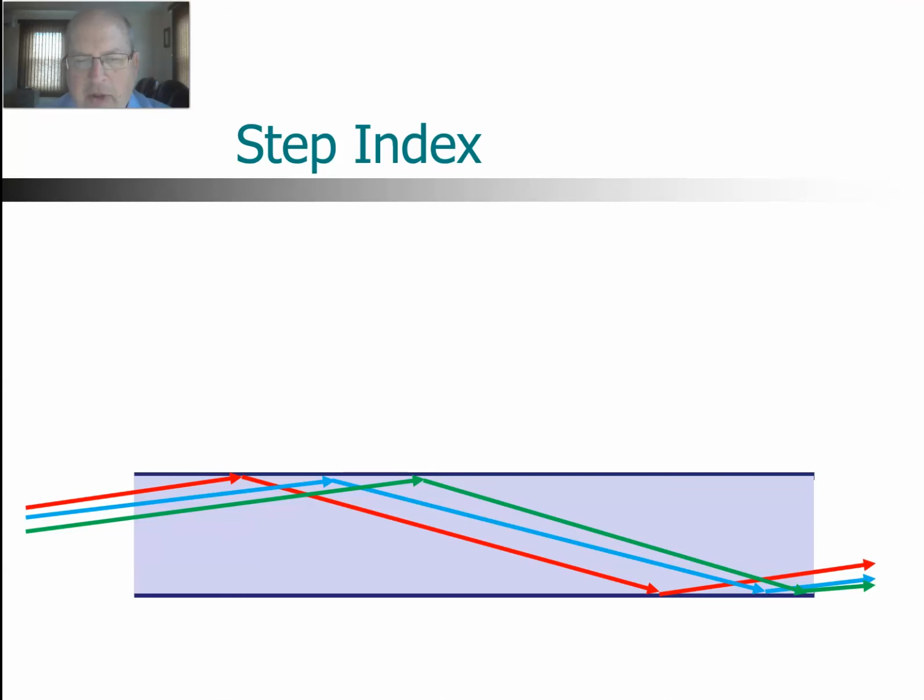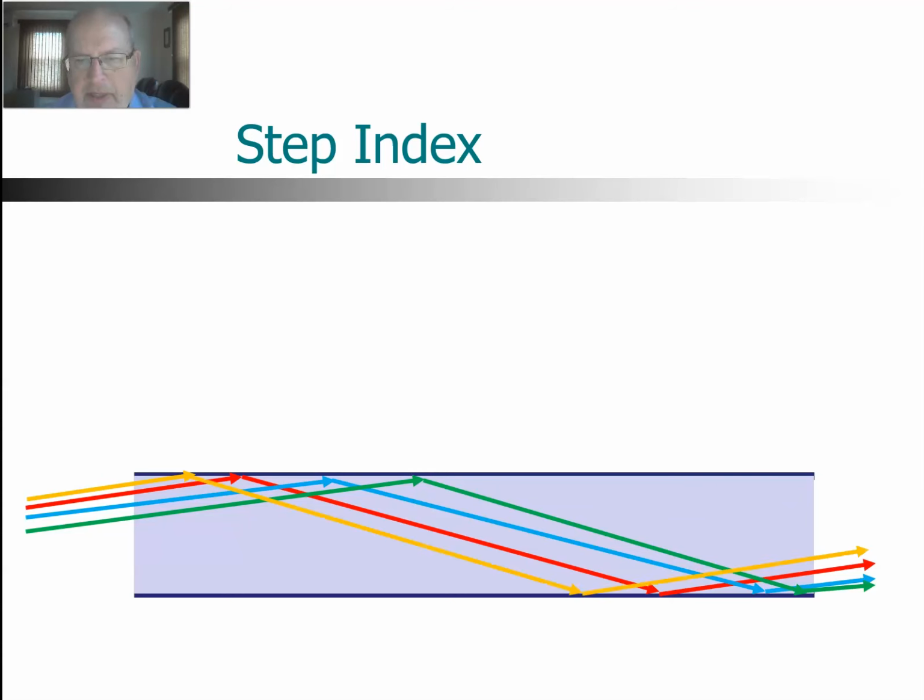And if they're not totally in phase, you're going to get destructive interference. In other words, you're not going to get very much light out because each of the beams are canceling with one another because they're not in phase. So that's one of the downsides to step index fiber optic cable.